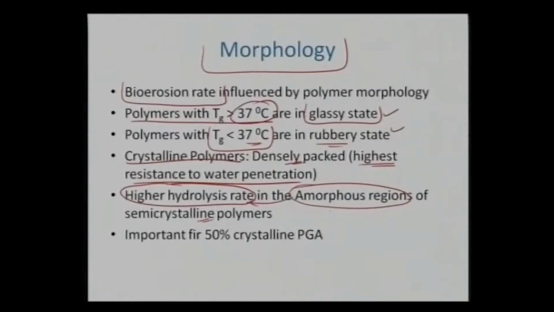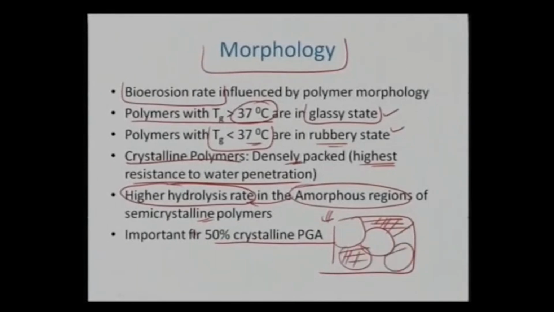And this particular part becomes very important for 50% crystalline PGA, because in this PGA we will have certain regions which are amorphous and certain regions which are crystalline. So we have certain regions which are highly crystalline and certain regions which are highly amorphous. The amorphous regions will now be getting targeted first. So this amorphous region will start degrading first.